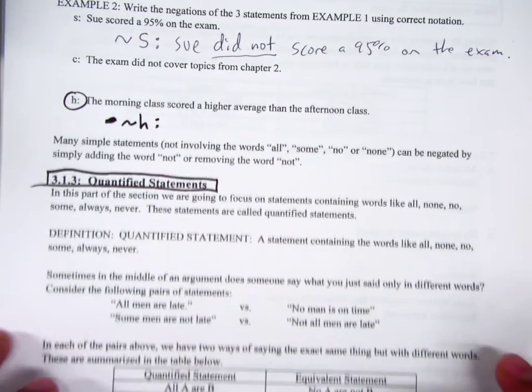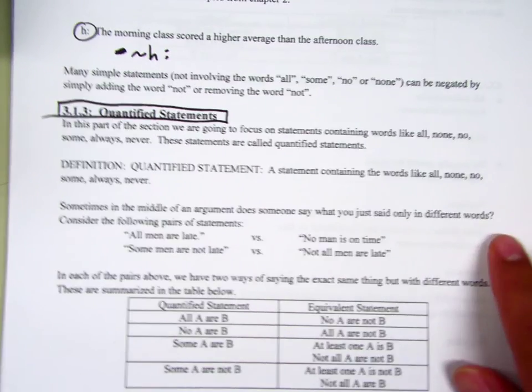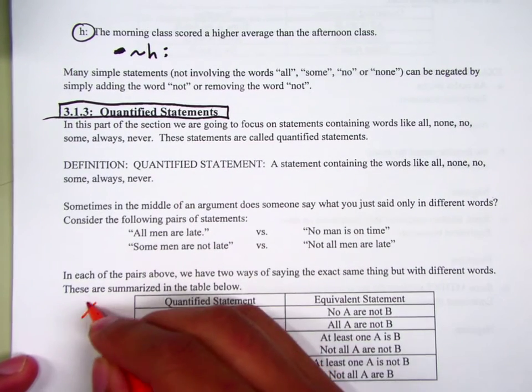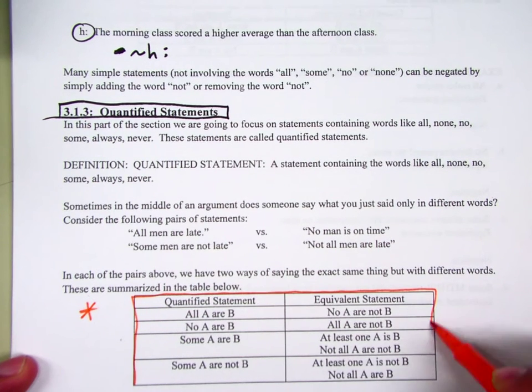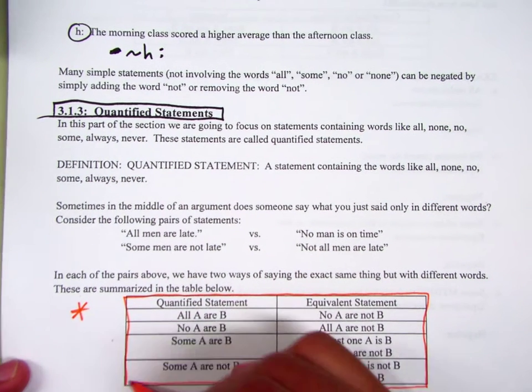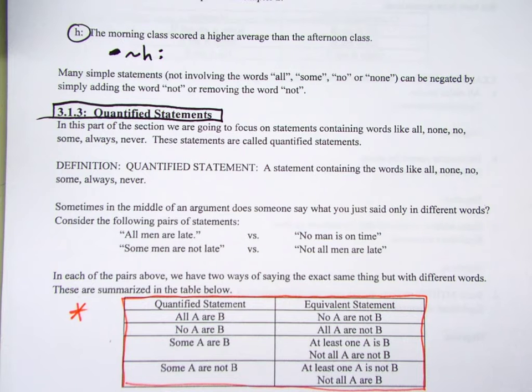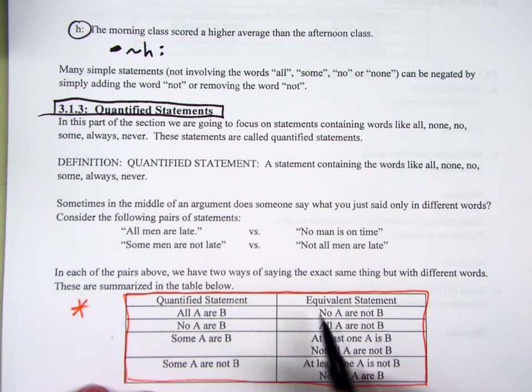Here's a nice table down here. I would recommend that you become very familiar with it. The goal here is that you don't have to rely on this to form a sentence that is quantified, but if you forget, you could always look here. The most important thing, though, to know is what two sentences are equal to each other.